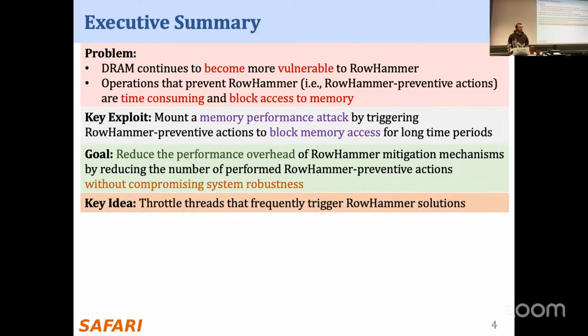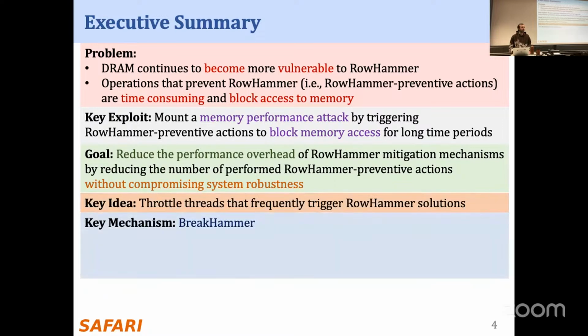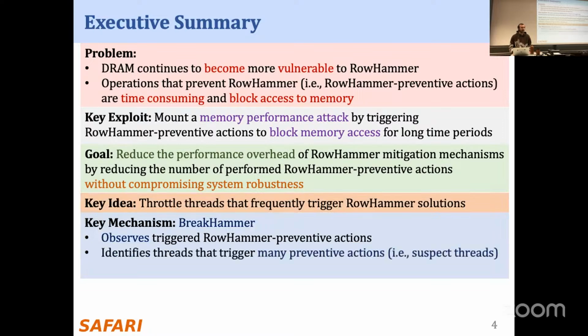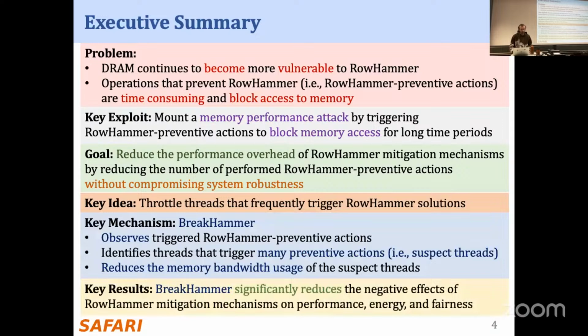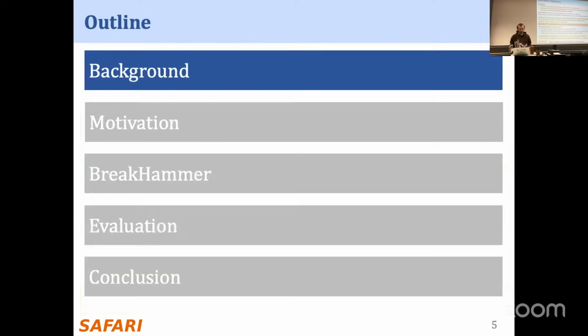Our key idea is to throttle threats that frequently trigger RowHammer solutions. To this end, we propose BreakHammer, which observes triggered RowHammer preventive actions, identifies threats that trigger many of these actions, which we call suspect threats, and reduces the memory bandwidth usage of suspect threats. Our evaluations show that BreakHammer significantly reduces the negative effects of RowHammer mitigation mechanisms on performance, energy, and fairness. BreakHammer and all the data sets we use to evaluate it are open source and available through this repository.